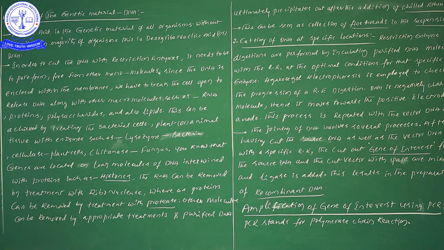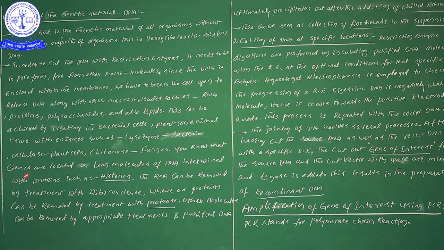Likewise, there are various types of enzymes involved in the breaking of different types of cell walls. Initially we cut all the cell walls, and when we remove the cells, whatever content is present within the cell will come out. That content consists of macromolecules, and along with the macromolecules, DNA will be there. That is the information.